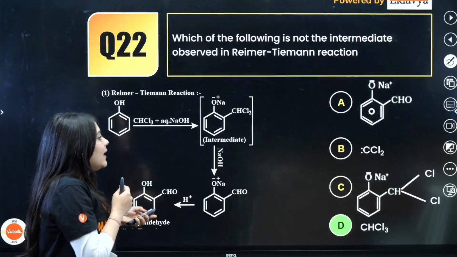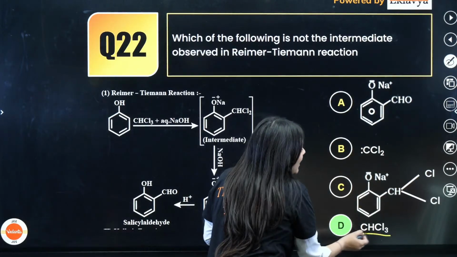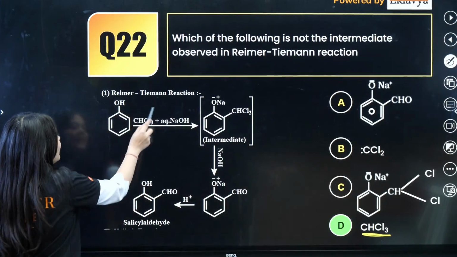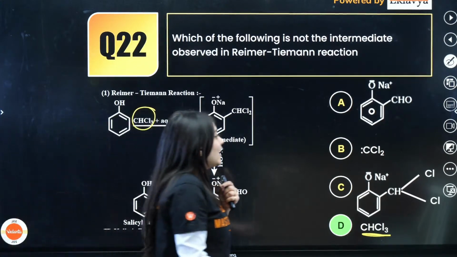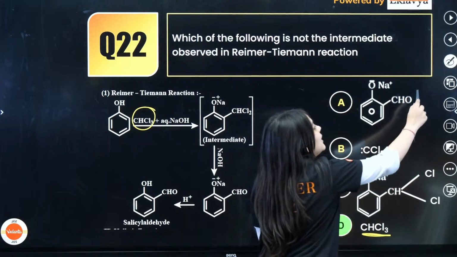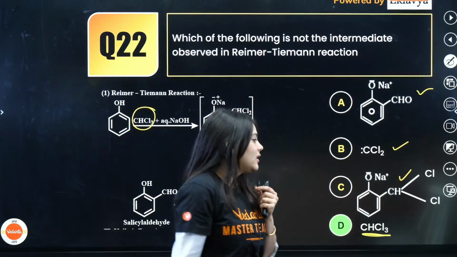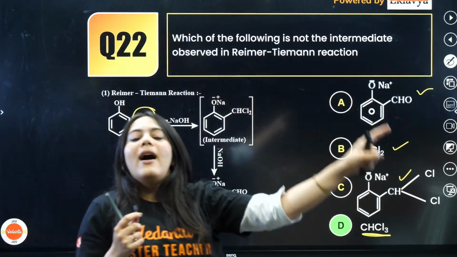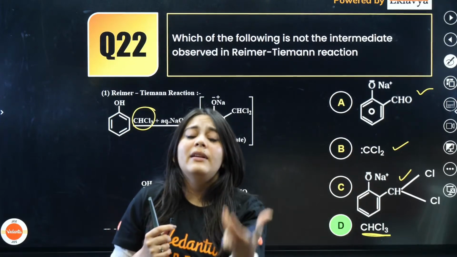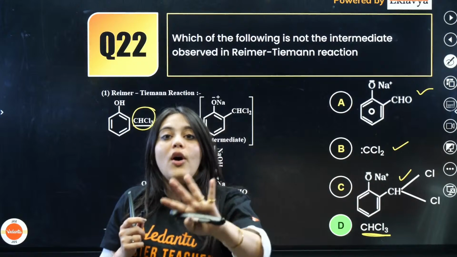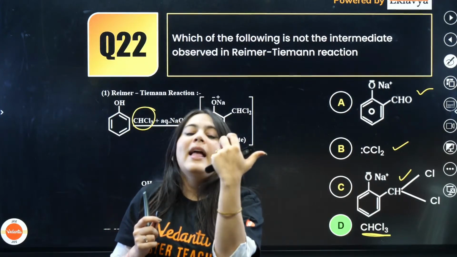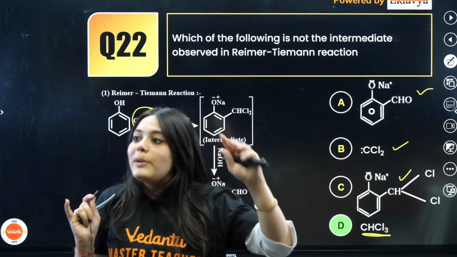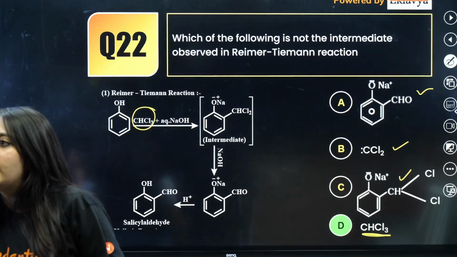So what kind of intermediate is finally not formed? This CHCl3. Why? Because this is what we took as a reactant. CHCl3 is the reactant. How can it be the intermediate? This is definitely formed, even this is formed, and even this is formed as an intermediate. But CHCl3 is not formed as an intermediate. How did we know that? Through the entire mechanism. So Reimer-Tiemann is your favorite reaction, along with Wolff-Kishner and even the Rosenmund reduction, right? These are your favorite reactions for the examiner. So please go through them, okay?